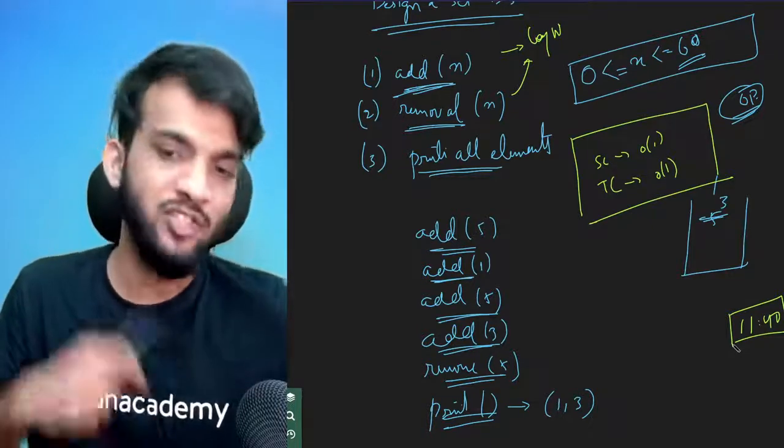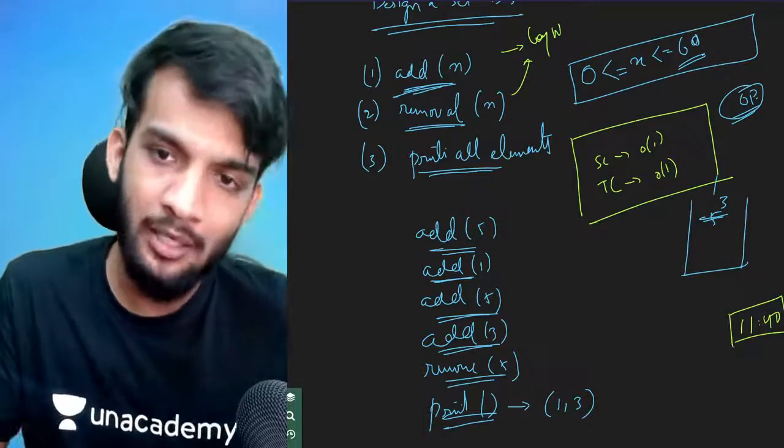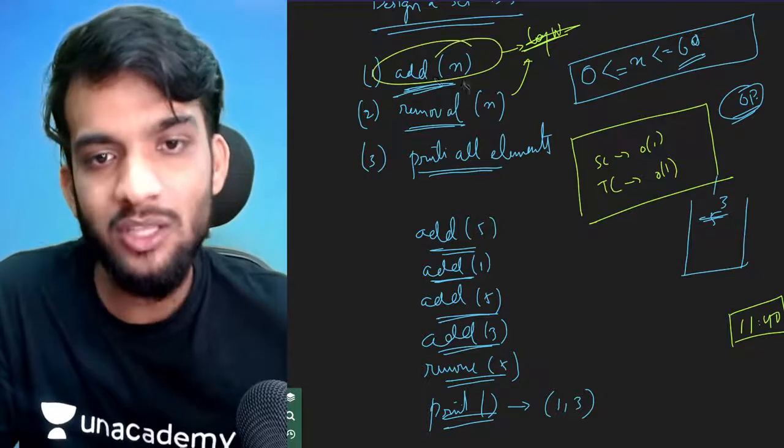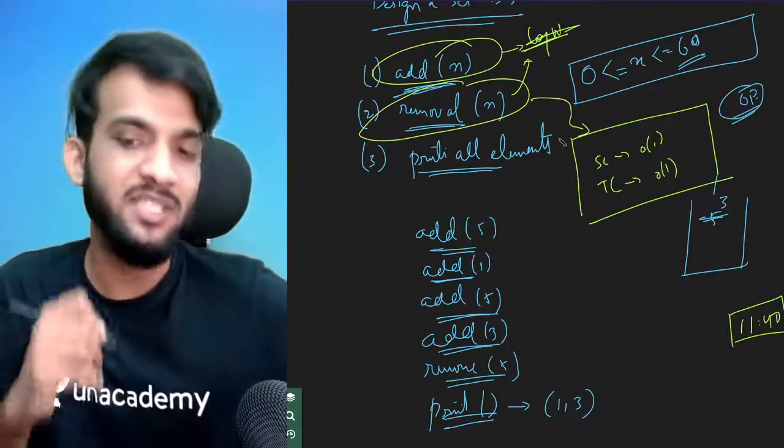Implement a set data structure which adds, removes, and prints all elements, but not using a built-in set. Set uses logic. I want you to implement all these functions in this space complexity and time complexity.